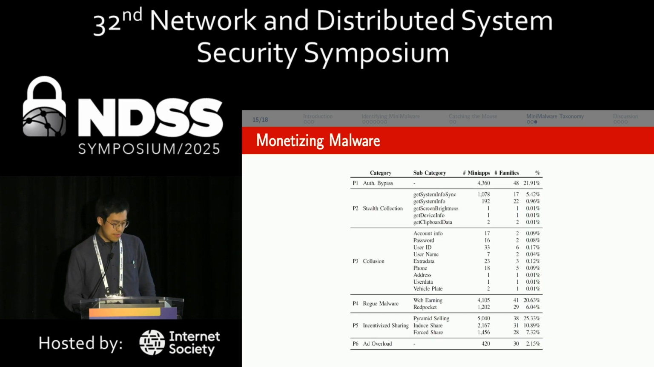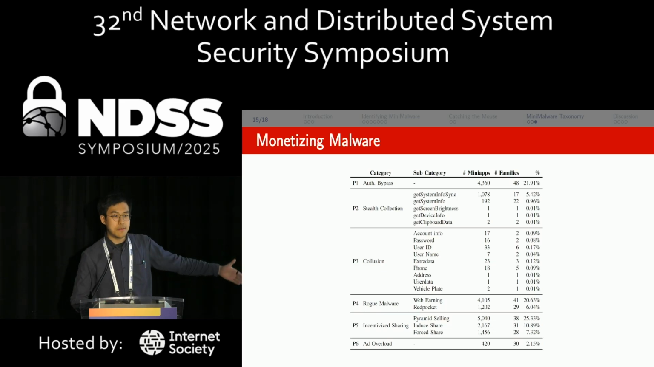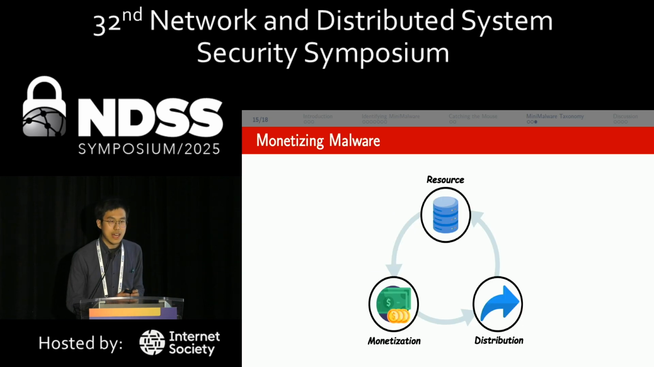The second part of this is the monetizing malware, which means they are trying to earn money directly from the platform instead of the user, which is the rogue malware, incentivized sharing, and advertisement overload. To understand this, let's talk about how they are going to make money. So there is a cycle.